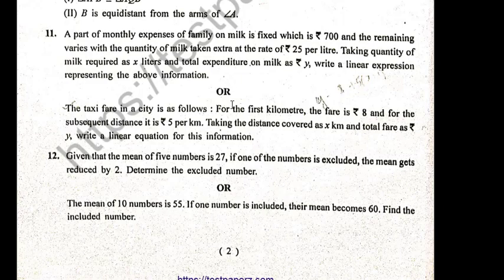So again let us read. A part of monthly expense of a family on milk is fixed, which is 700, and the remaining varies with the quantity of milk. So 700 expense is fixed, and there is some variable expense which is based on milk. So for 1 liter the cost is 25. Now quantity of milk we considered as x liter and total expenditure as y. We have to write the linear expression.